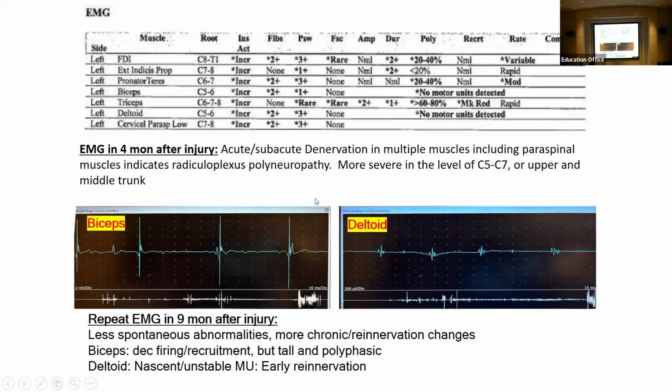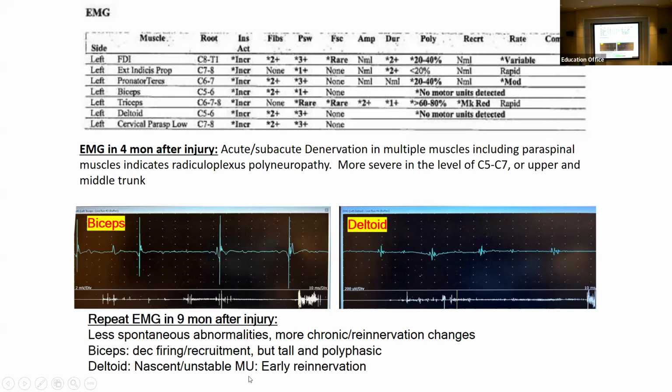So this confirmed our diagnosis in this patient. We repeated the EMG 9 months after the injury, which is more chronic. This time you see more chronic changes with MUAP morphology change. This is EMG done in the biceps. You see these action potentials, which are very, very tall. We also see less spontaneous activity compared to the first time. So this indicates more chronic changes.